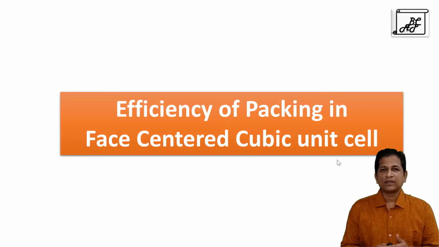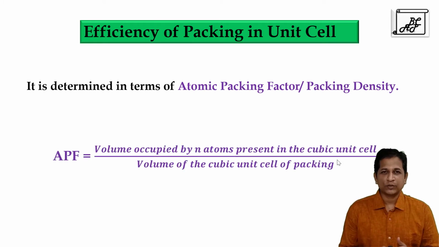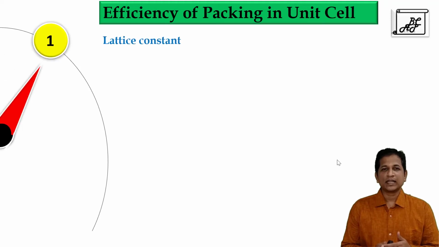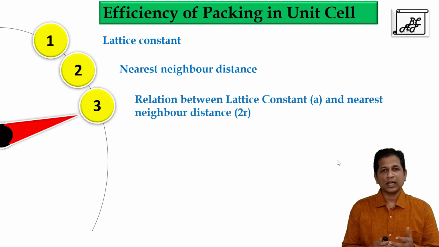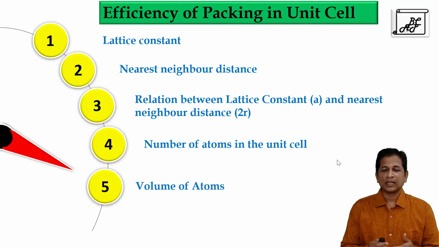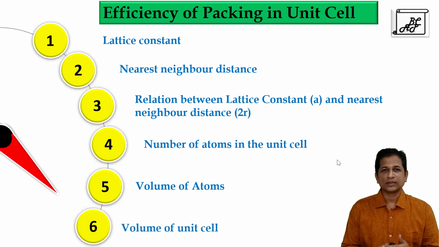Just to summarize, efficiency of packing is determined in terms of atomic packing factor. The formula is volume of atoms in the unit cell divided by volume of unit cell. To determine atomic packing factor, we need 6 parameters. First is lattice constant, second is nearest neighbor distance, third is relation between lattice constant and nearest neighbor distance, fourth is number of atoms, fifth is volume occupied by these atoms, and the last one is volume of unit cell. Let's start with the lattice constant.